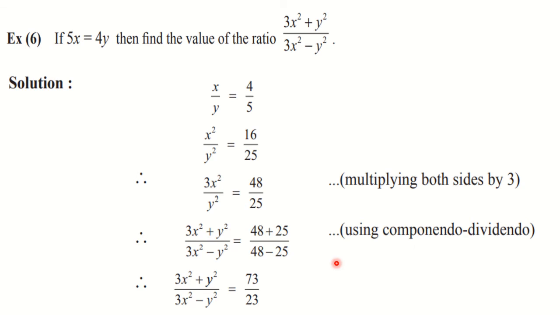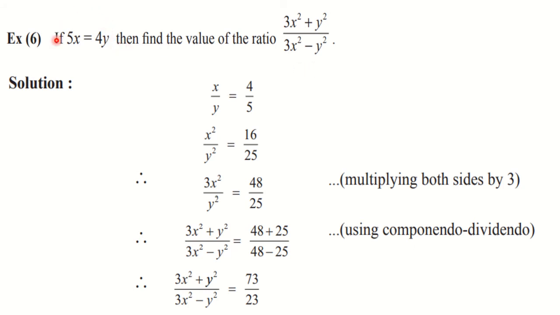One more example I want to discuss because this is also again different. See the question. If 5x is equal to 4y, then find the value of the ratio 3x square plus y square upon 3x square minus y square. So easily by observing this you will come to know that we are going to use componendo dividendo here, and numerator is 3x square and denominator is y square. So we have to find those two things.